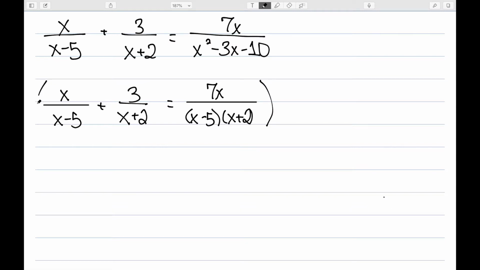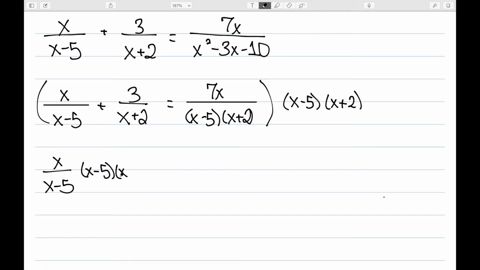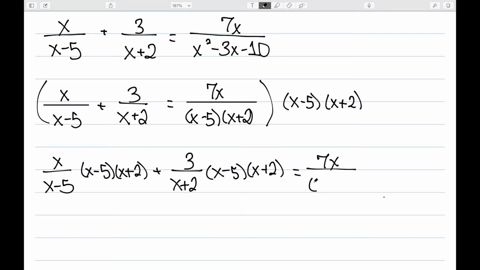From there, I can multiply everything by my least common denominator. We know there's an x minus 5 on the bottom and an x plus 2 on the bottom, and those are the only terms on the bottom of fractions. So that means I have x over x minus 5 times (x minus 5)(x plus 2), plus 3 over x plus 2 times (x minus 5)(x plus 2), is equal to 7x over (x minus 5)(x plus 2), times (x minus 5)(x plus 2).